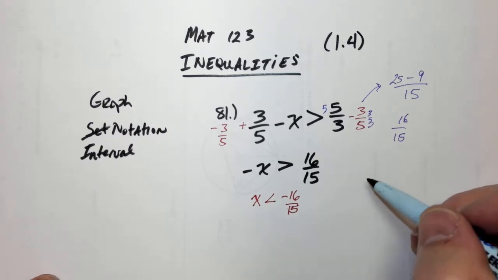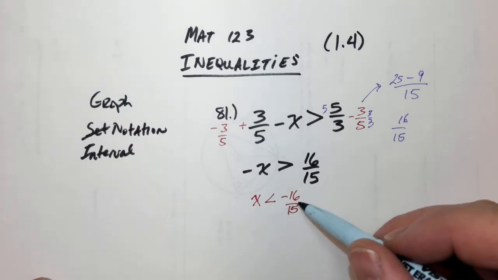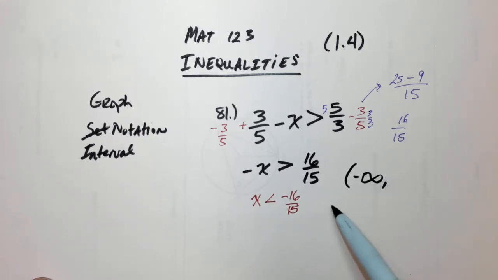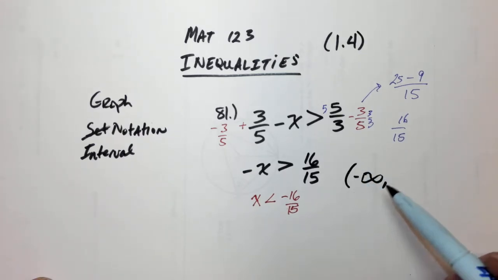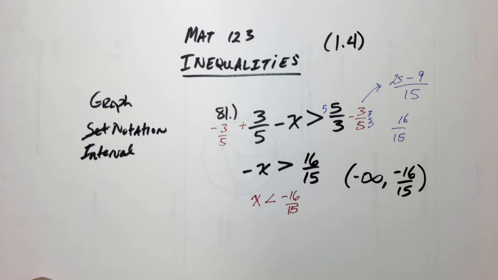All right, so our notation. x is smaller than this, right? So you can go as small as you want. You can never contain it. That's why you use this, because the curved parentheses means that the number itself isn't included. It's negative 16 15ths. And then a number line would look like this.